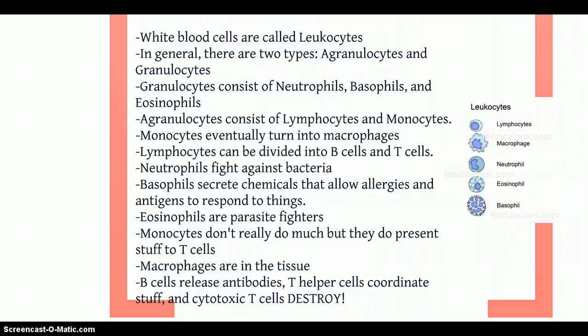Now, onto your agranulocytes, there are monocytes and lymphocytes. Monocytes don't really do much, but they do present stuff to T cells, and they'll eventually turn into macrophages, which are white blood cells in any tissue besides blood. And then there are lymphocytes, which can be divided into B cells, helper T cells, and cytotoxic T cells. B cells, to put it simply, release antibodies. Helper T cells coordinate the pathogen eating, and the cytotoxic T cells destroy the pathogens.